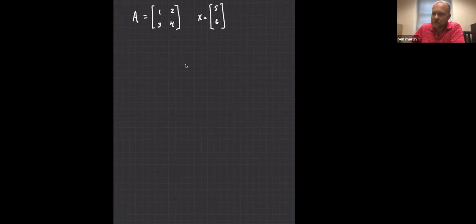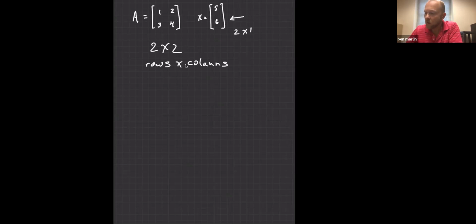So if somebody asks you what size this matrix is, you should say that it is a 2 by 2 matrix. It has 2 rows and 2 columns. If you were describing this vector up here as a matrix, then you would say that it is a 2 by 1 because it has 2 rows and 1 column.